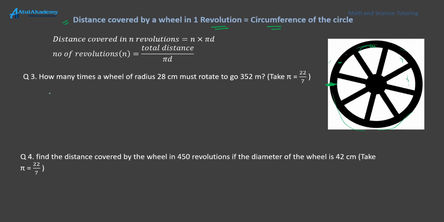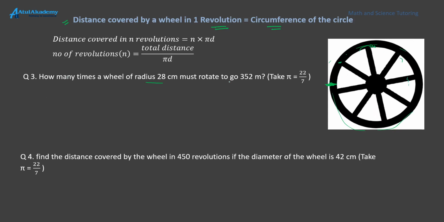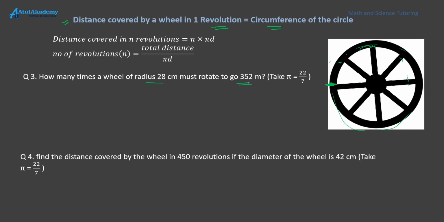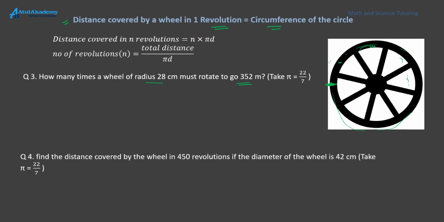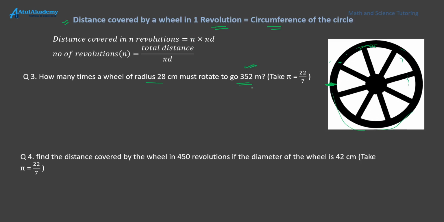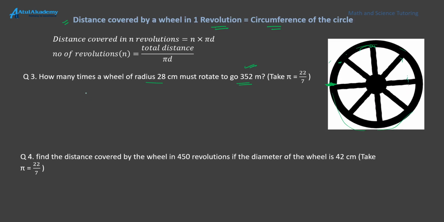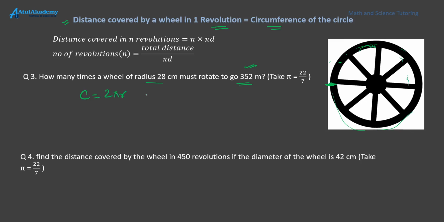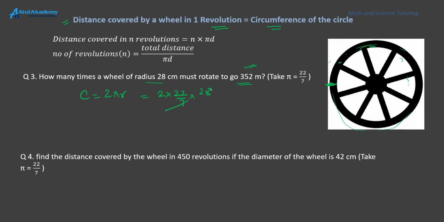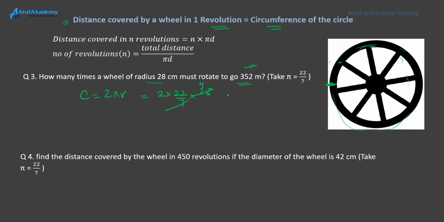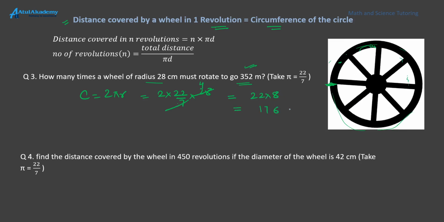So let's see the question. It says: how many times must a wheel of radius 28 centimeter rotate to go 352 meters? So for a wheel to go that far, there would be a number of revolutions it has to take to cover 352 meters. It has to move a lot, not a single revolution. So what do we do? First we calculate the circumference. Circumference formula is 2 pi r. Pi is 22 by 7 given, radius is 28. I can cancel. 7 fours are 28, so it's 22 into 8, which I get as 176 centimeter.